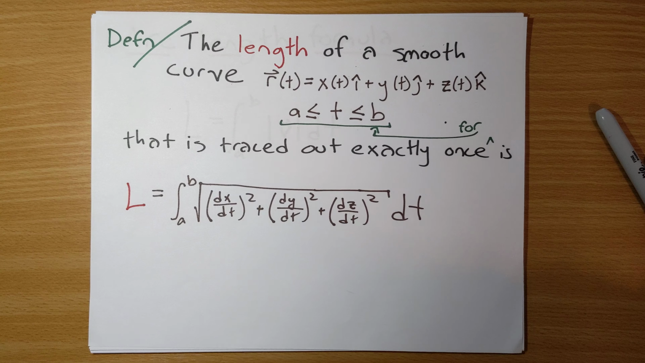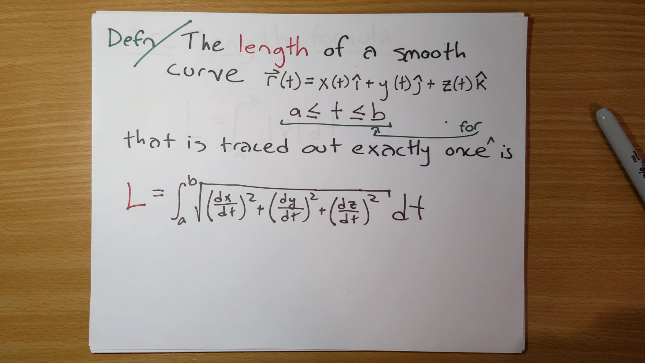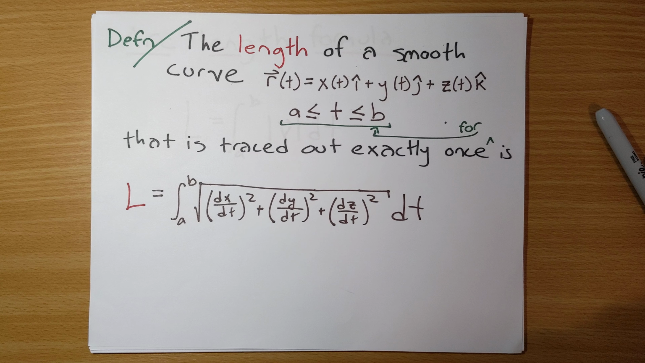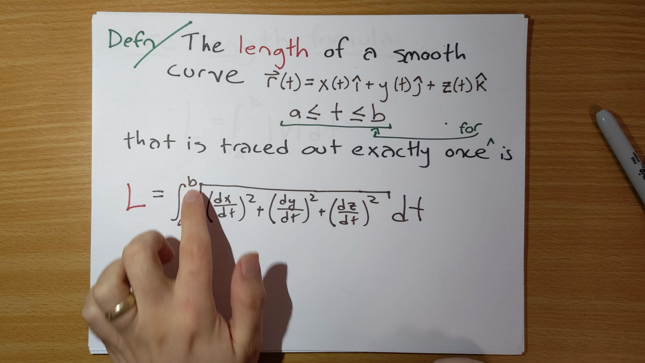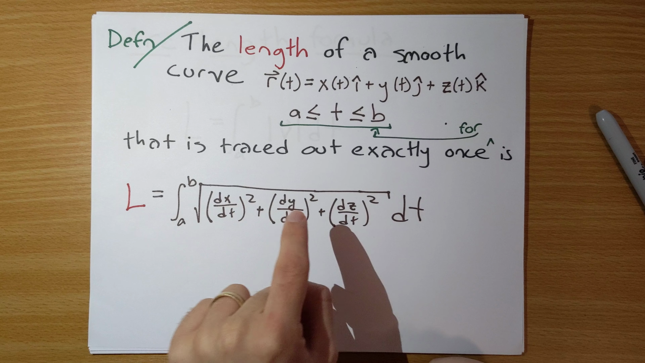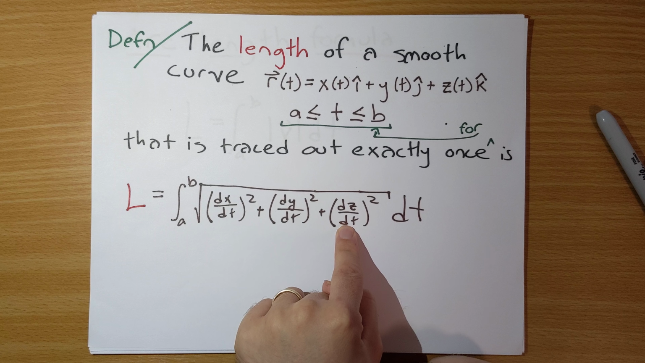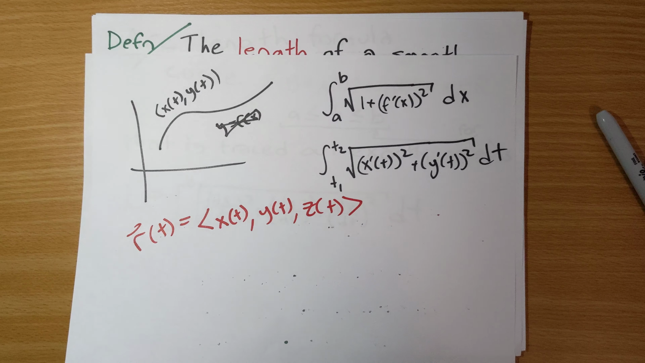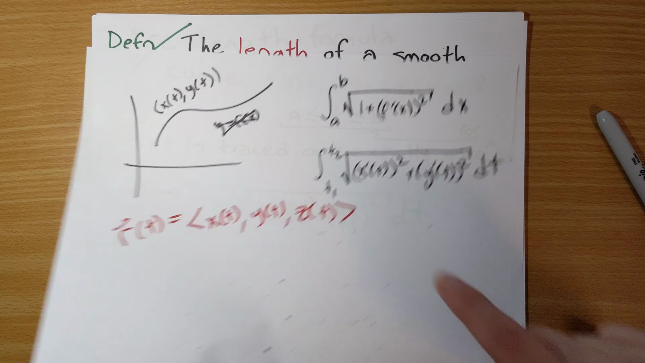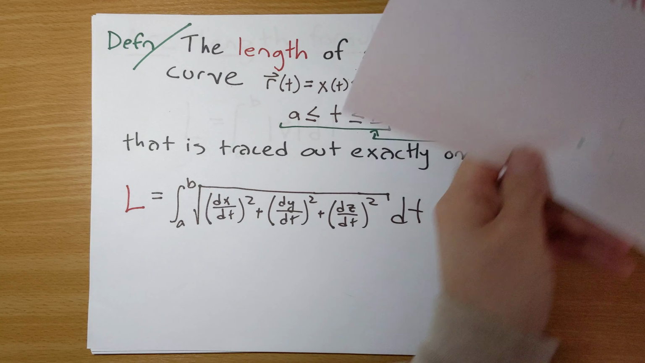Here's our definition for the length of a smooth curve. r of t is x of t i hat plus y of t j hat plus z of t k hat, where t runs from a to b, and the curve is traced out exactly once for those values of t. The length is given by L as the integral from a to b of the square root of x prime of t squared plus y prime of t squared plus z prime of t squared. It's the same formula as we had before. Maybe with a few different letters, and then we throw in one extra term here.